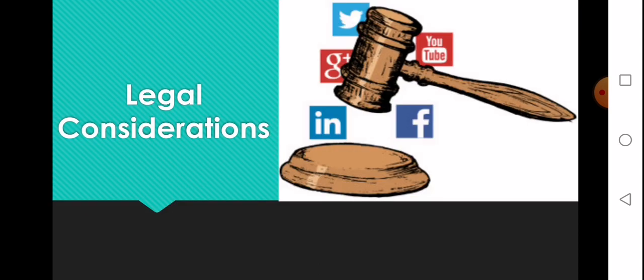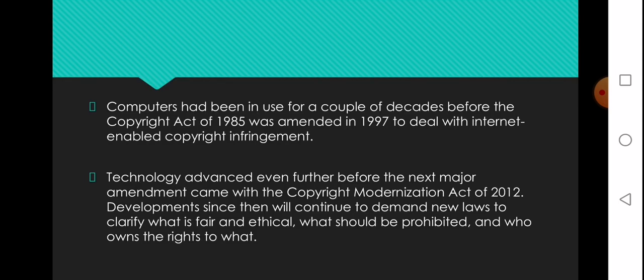Now, we also have these legal considerations. Computers had been in use for a couple of decades before the Copyright Act of 1985 was amended in 1997 to deal with internet enabled copyright infringement. So, the rapid pace of technology means that the law cannot always stay current with the realities of business communication. Developments since then will continue to demand new laws to clarify what is fair and ethical, what should be prohibited, and who owns the rights to what.